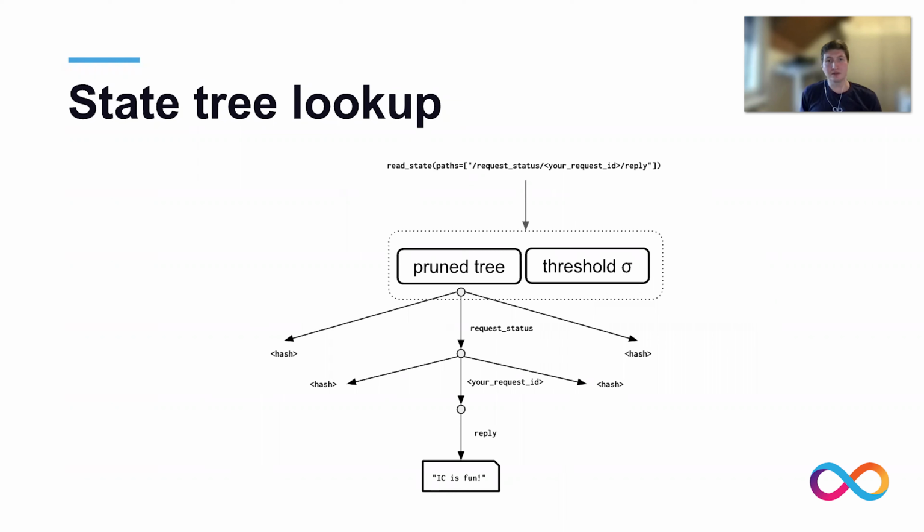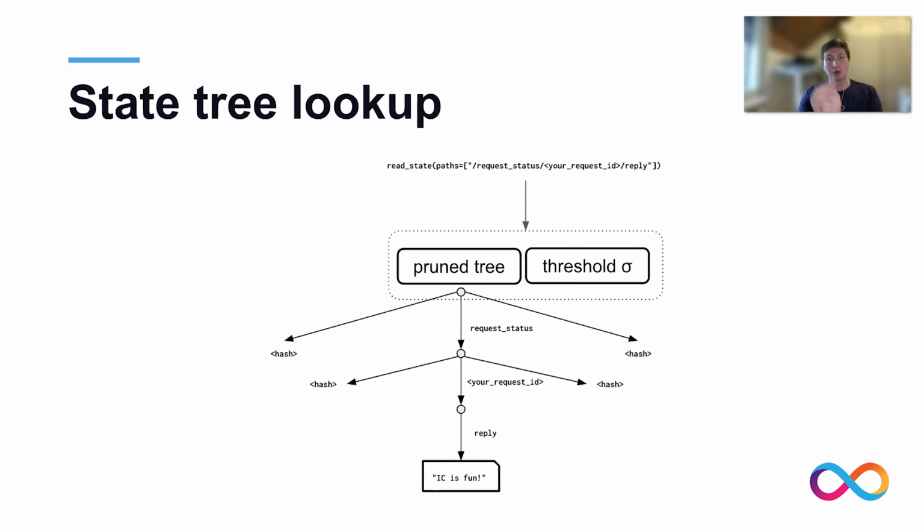So let's look at an example. Let's say you send a request to the internet computer, and then you want to get a reply. The way it's done in the public specification is you send a read state request to the internet computer, and you specify the path in this tree. You say, I want request status, then the request ID, and then let's say reply. So what will be the output of your read state request?